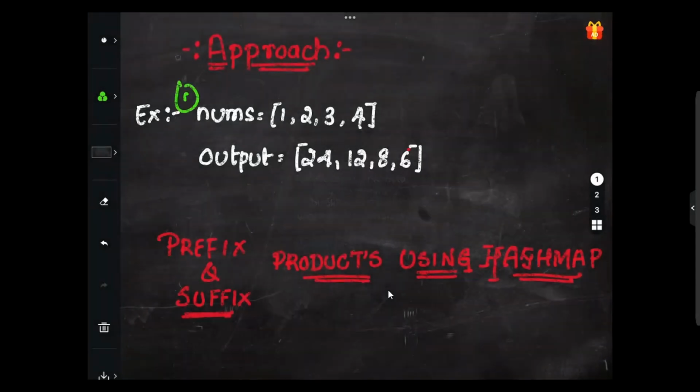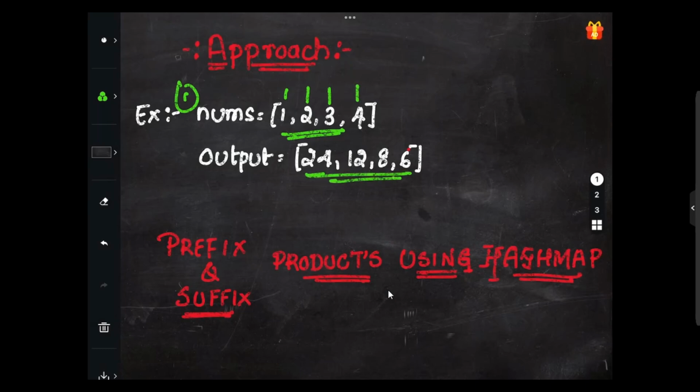So this one, nums 1 2 3 4, we have. First we will exclude this one. This will be 24. When we exclude this one and multiply 1 into 3 into 4, it will be 12. And when we exclude 3, it will be 1 into 2 into 4, nothing but 8. When we exclude 4, it will be 1 into 2 into 3, nothing but 6. So this is how we got the answer.